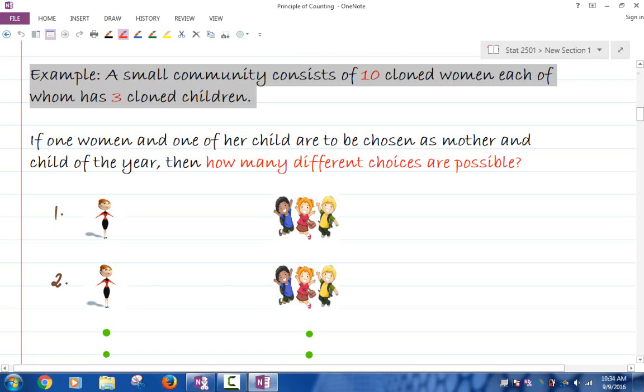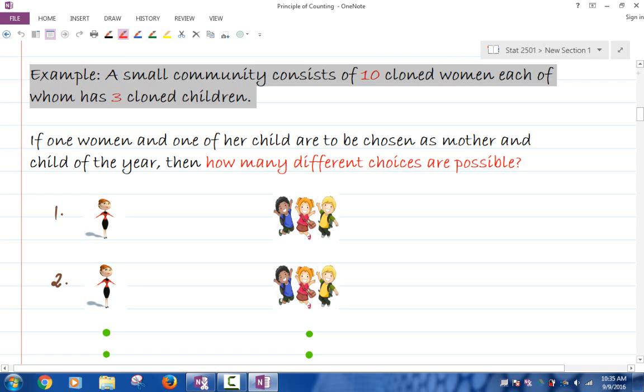If one woman and one of her children are to be chosen as mother and child of the year, then how many different choices are possible? Now, all the problems that we're going to look at are called counting problems, okay? Some of them are easy, but some of them are really brain teasing. Once you know the answer, it's pretty easy, but they could be a little bit brain teasing problems.